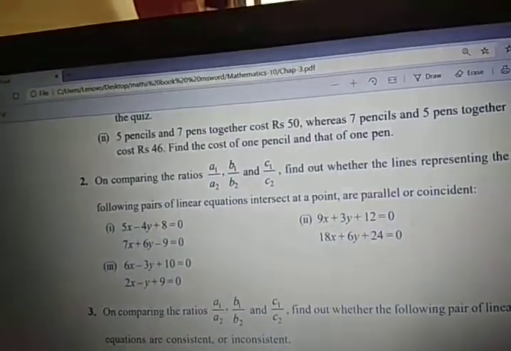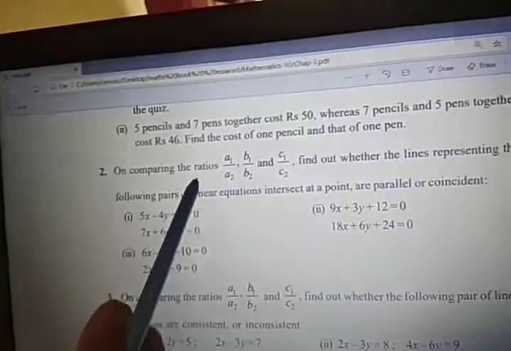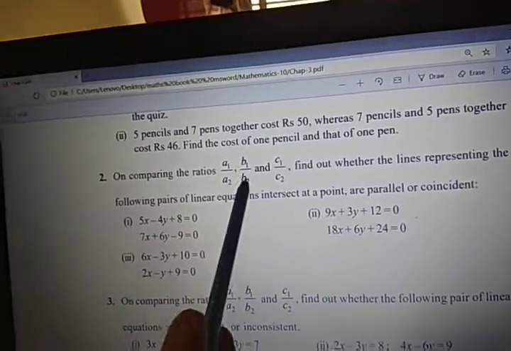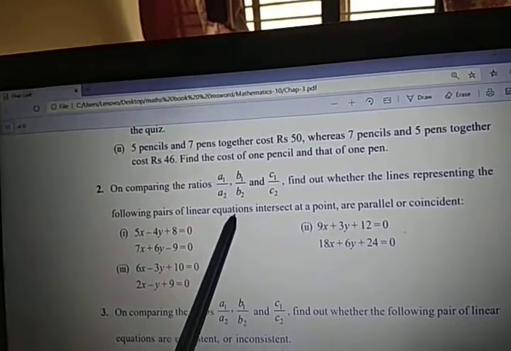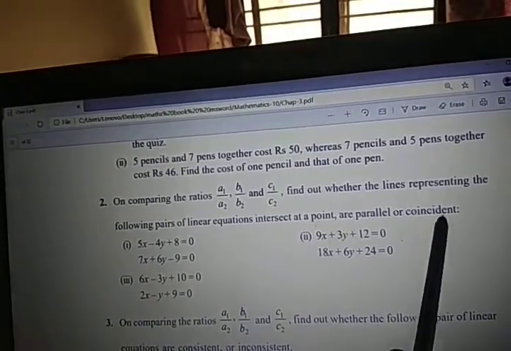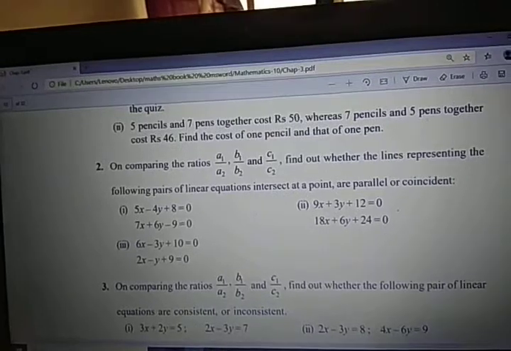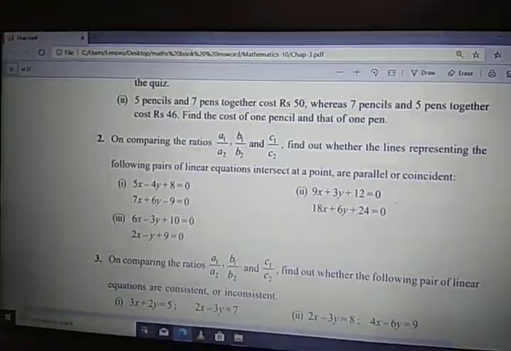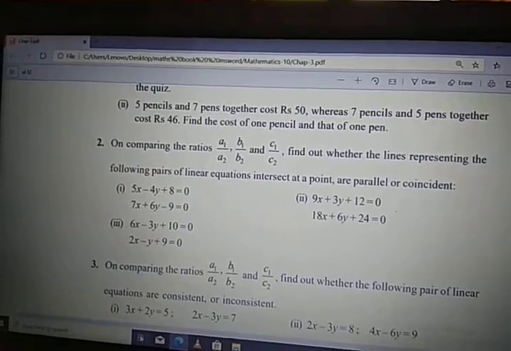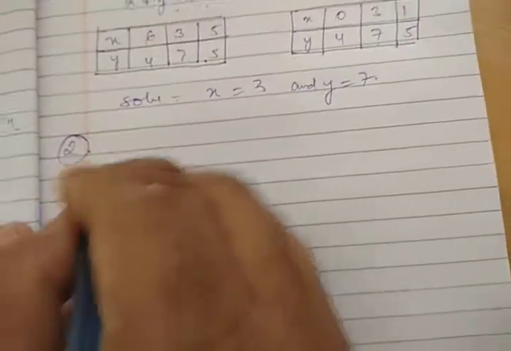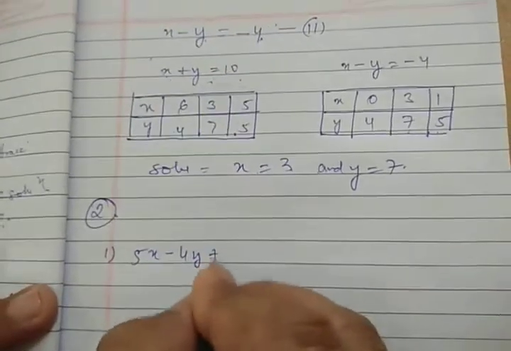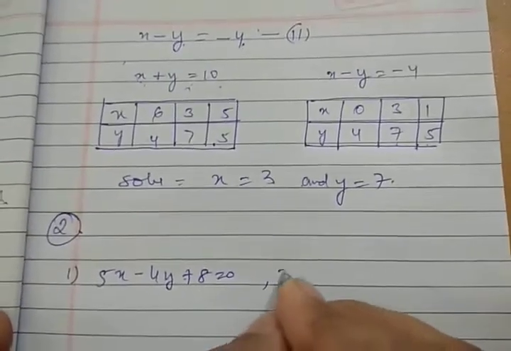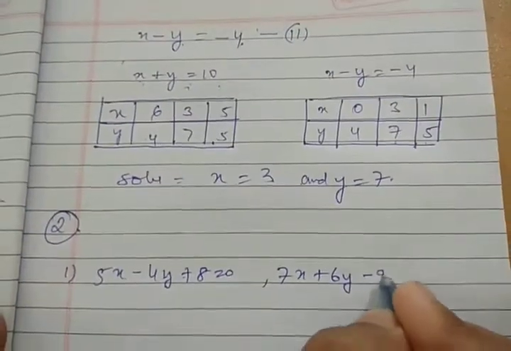Now move to the second part of the question. Second question: on comparing the ratios a1 upon a2, b1 upon b2 and c1 upon c2, find out whether the lines representing the following pair of linear equations intersect at a point, are parallel or coincident. That means we have to decide by comparing the coefficients which condition the given equations represent. Okay, now we have the lines. The first line is 5x minus 4y plus 8 equal to 0, and the second line is 7x plus 6y minus 9 equal to 0.